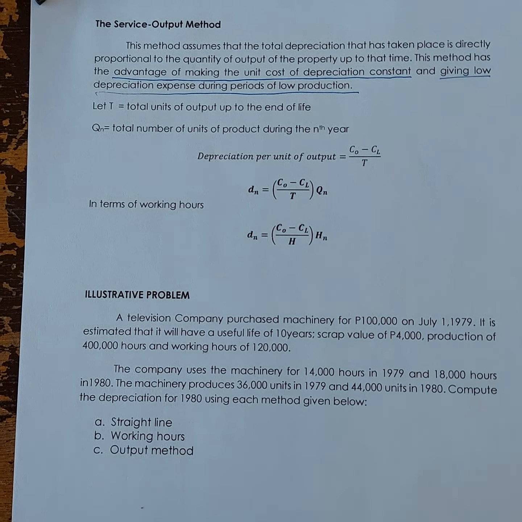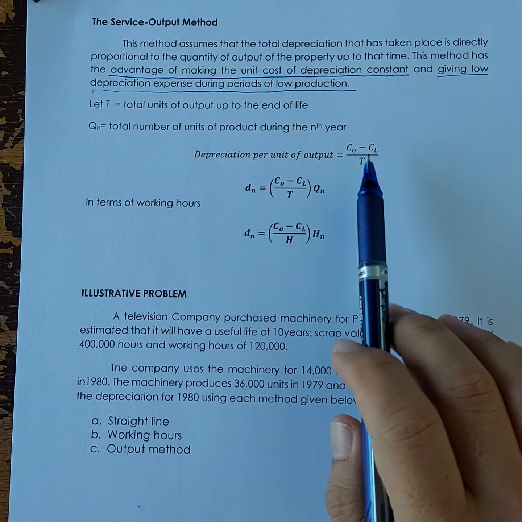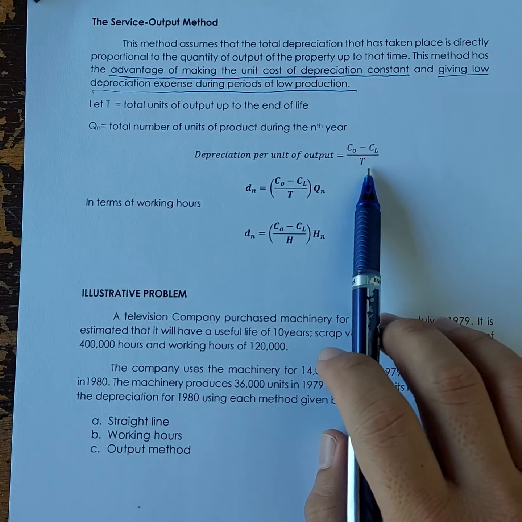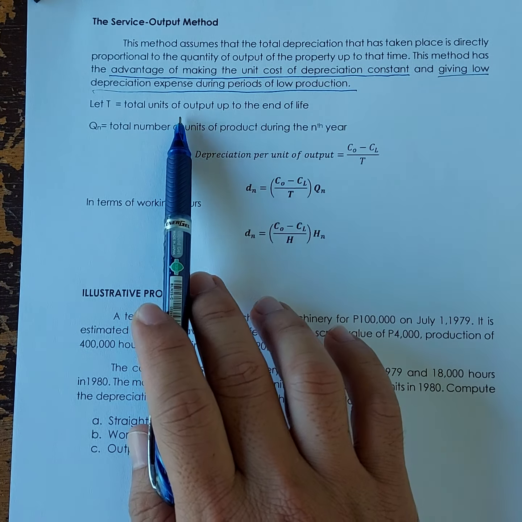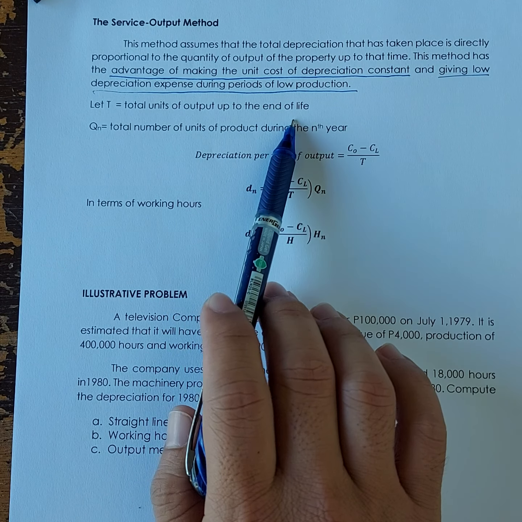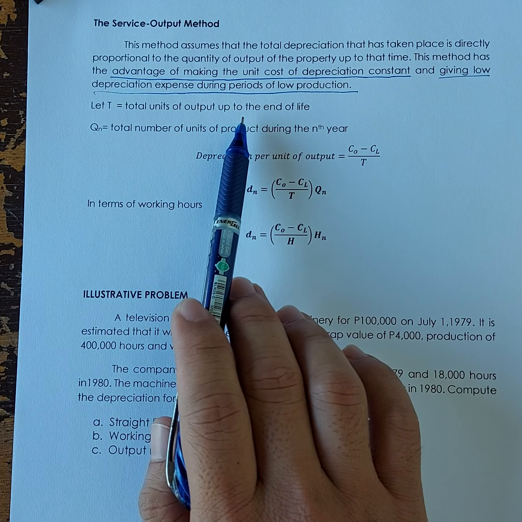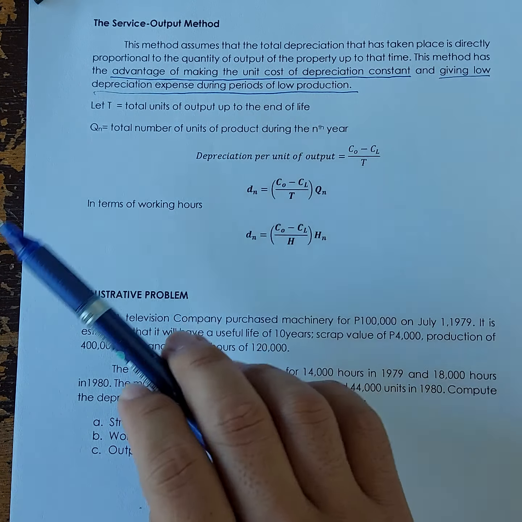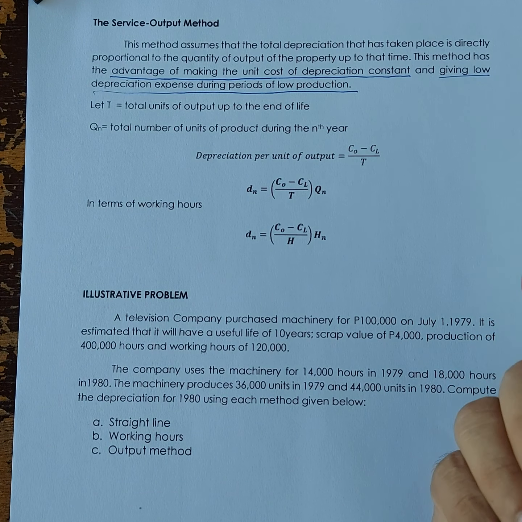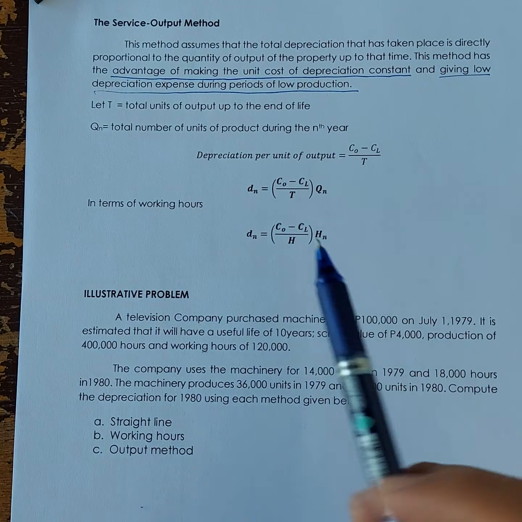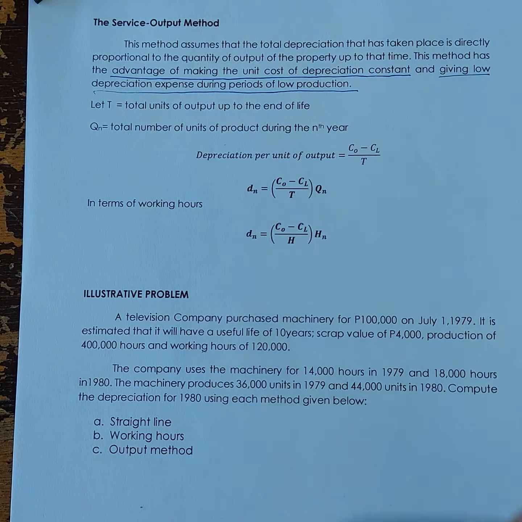So the depreciation per unit of output is equal to C sub O minus C sub L over T. T here is the total units of output up to the end of life. Total units of output up to the end of life. So you should have an estimate kung ilan yung units output niya sa the end of its life. Then Q sub N is the total number of units of product during the nth year.